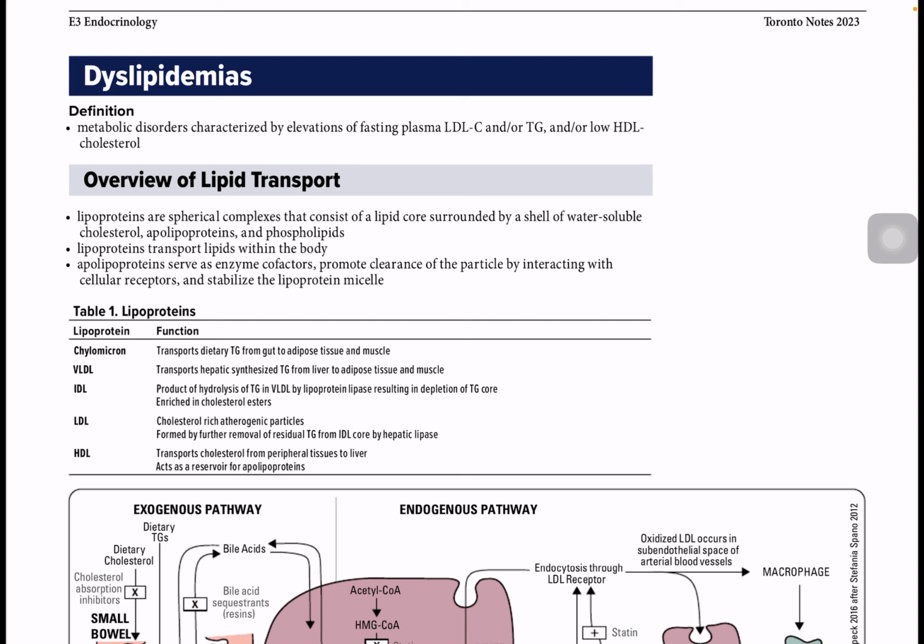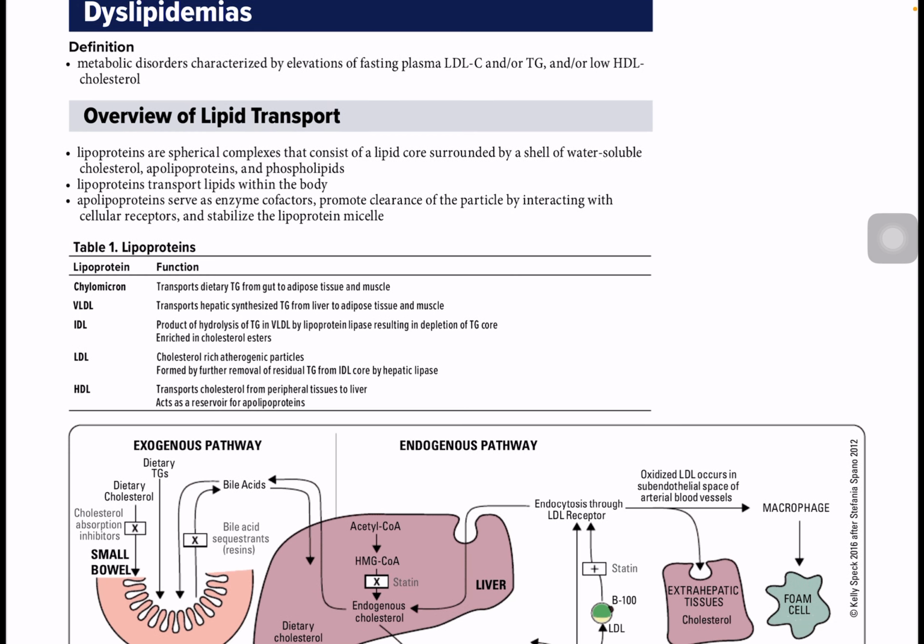So let's continue. Dyslipidemia is a metabolic disorder characterized by elevation of the fasting plasma LDL-C and/or triglycerides and/or low HDL cholesterol. So dyslipidemia has three components: LDL-C, triglycerides, or low HDL. If someone has low HDL, dyslipidemia. If someone has high triglycerides, dyslipidemia. If someone has high LDL-C, dyslipidemia.